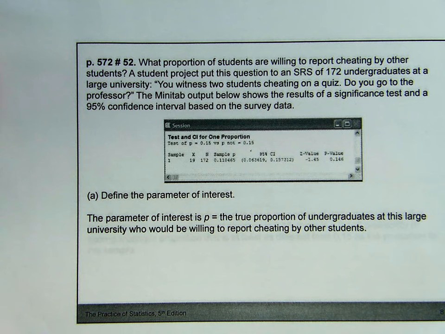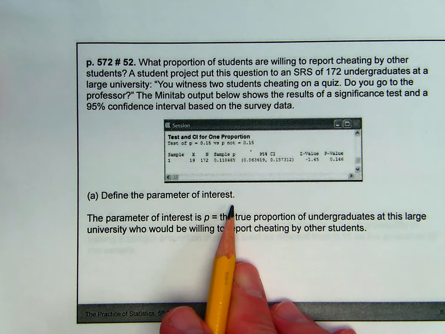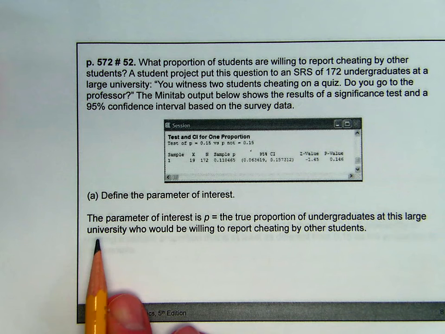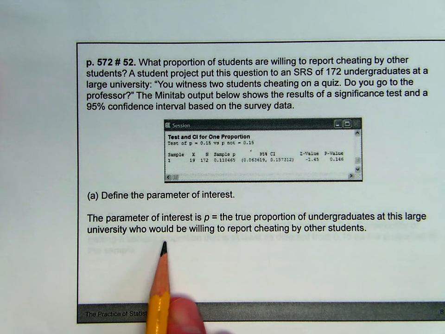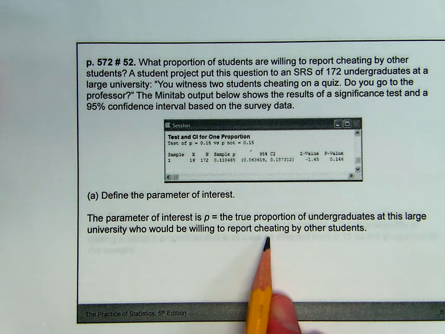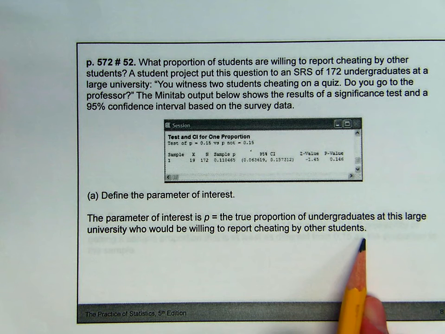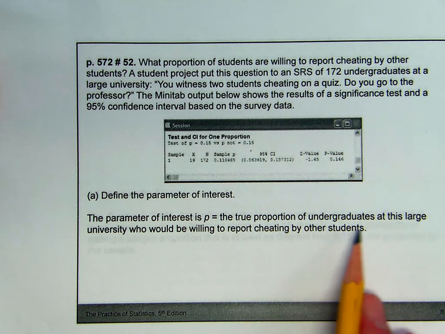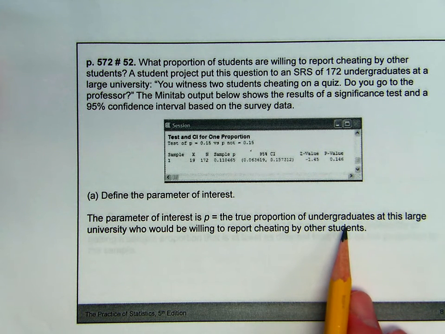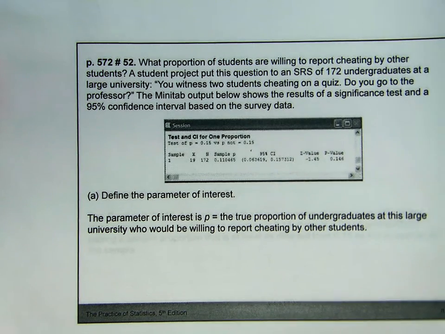All right, so what are they asking us for? Define the parameter of interest. Okay, the parameter of interest is P equal to the true proportion of undergraduates at this large university who would be willing to report cheating by other students. A couple of details here: who would be willing to report as opposed to who did report. Nothing else really needs to be said about that.